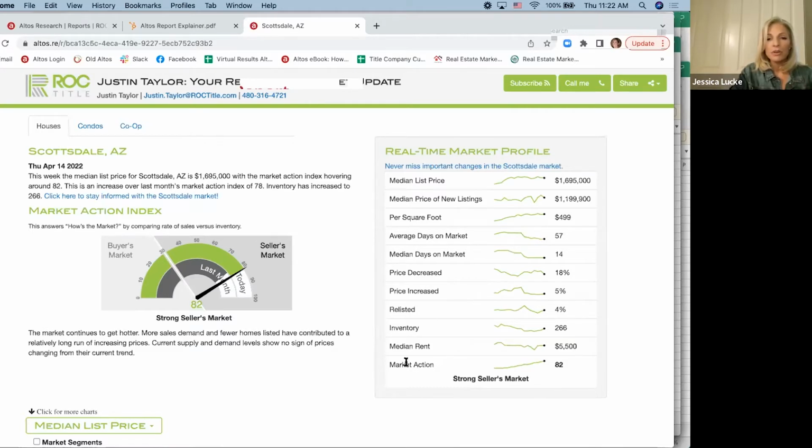And then lastly, we've got our market action index. This is our own proprietary algorithm. It's just answering the question, is it a buyer's market or is it a seller's market? And actually, this algorithm was what we started out with at Altos. We didn't have the market reports. We just wanted to be able to make that declaration. And so what we did is we sought out a data team. We said, hey, this is the question we want to answer.